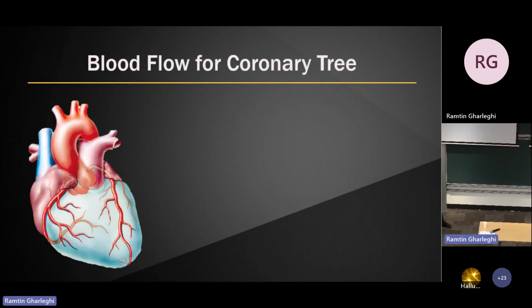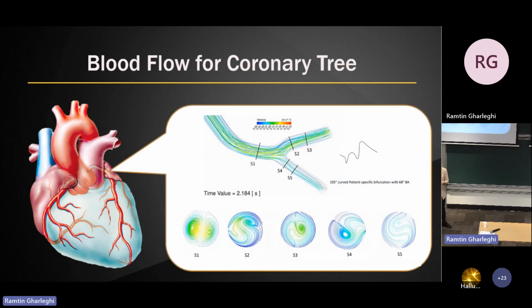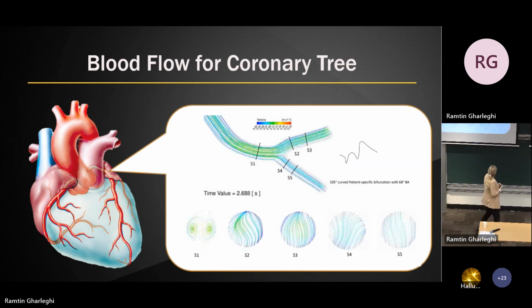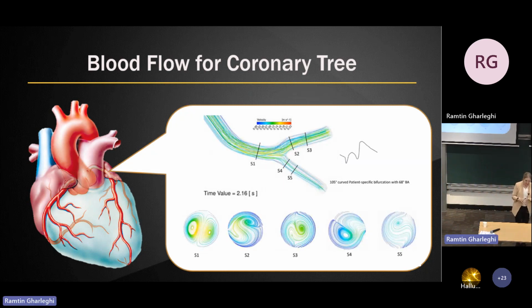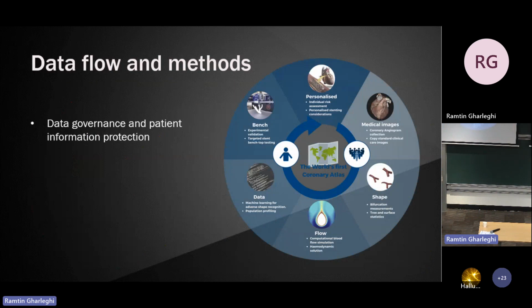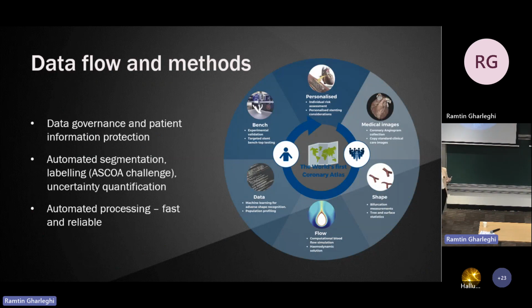So one of the results is shown here, for example, and you can imagine within the large anatomical variation, we get a huge variation within the blood flow as well. All right, now that's a lot of data. How do we manage all that flow?